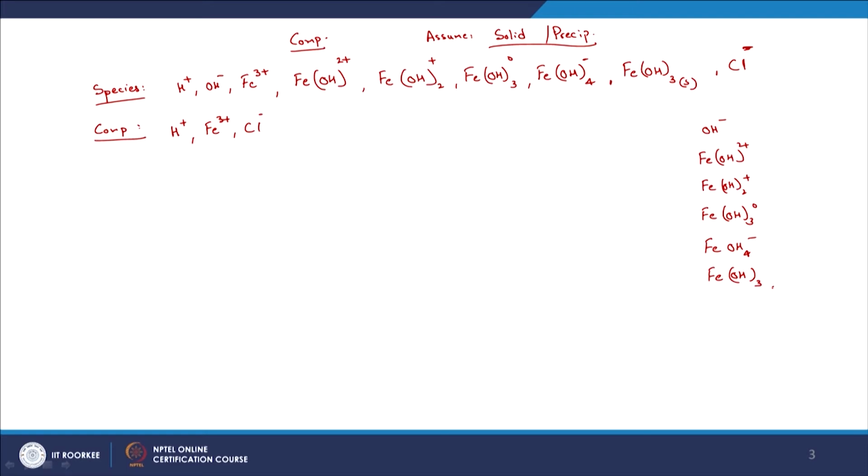But I am going to start neglecting Cl minus from here on, right. So, am I missing anything else? Okay. So, how do I use or come up with these particular species from the components? So, that is the formation equation, right.